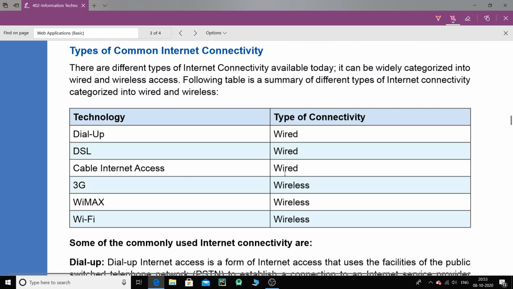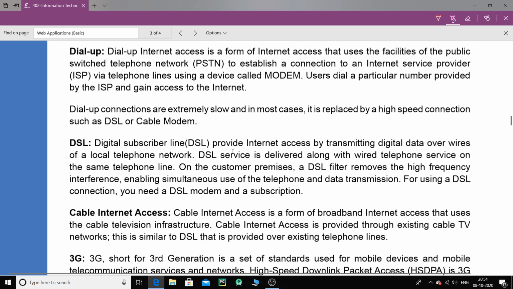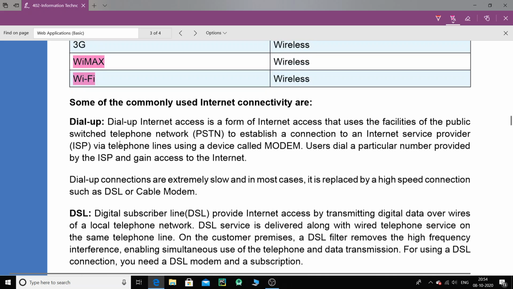Then these are the wired networks and wireless networks. We have dial-up connection, DSL, and then the cable internet access. We have 3G, that is wireless, WiMAX, which covers the entire city. A few kilometers it can cover, and Wi-Fi, a few meters it can cover, right? Then just a few things that I have spoken about. Just learn about them, remember the abbreviations as well.